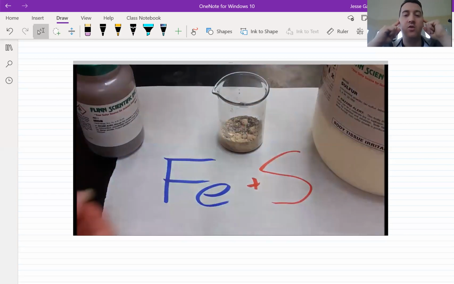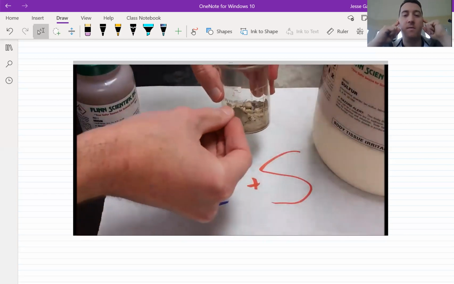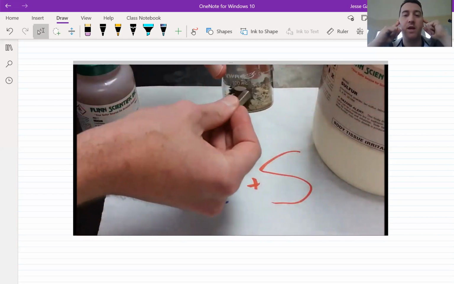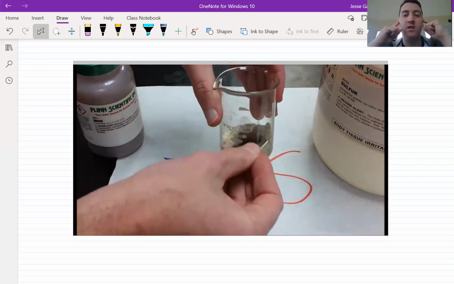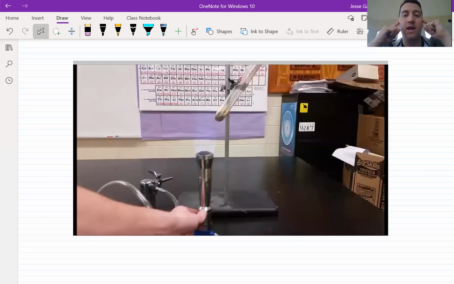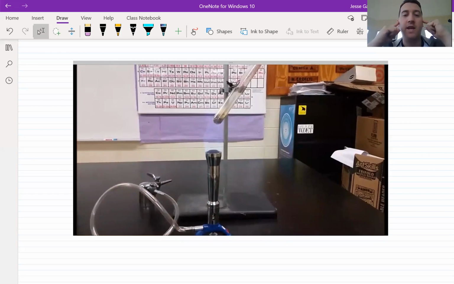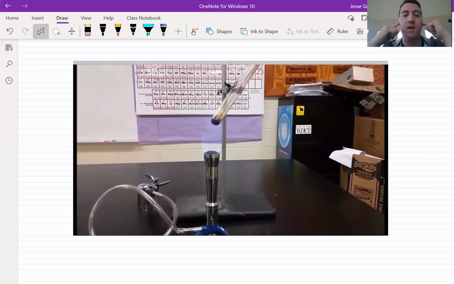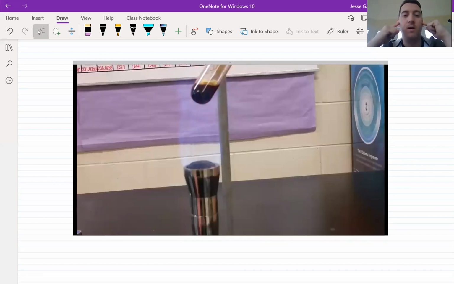And if you see, we're going to try and use the magnet. The magnet could actually be used to separate this mixture because the iron is attracted to the magnet, but the sulfur is not. So you could attract all the iron and leave the sulfur behind. Now we're going to add some heat, and this is going to cause the reaction to start. Now, how do we know a reaction is happening? Let's watch. So the Bunsen burner is heating it up.